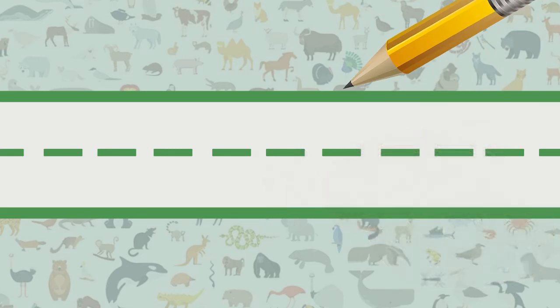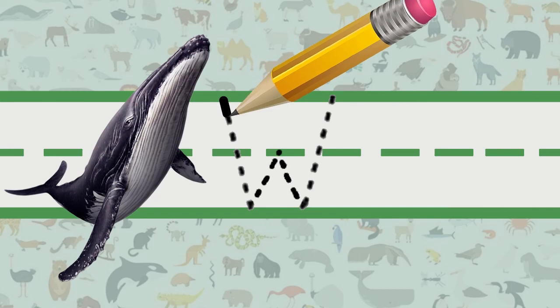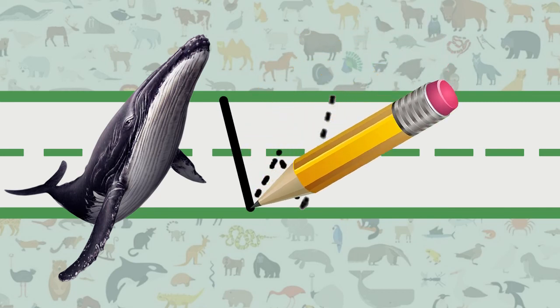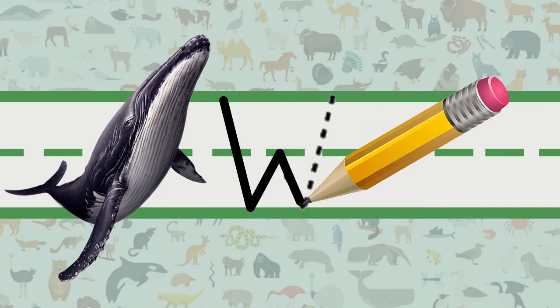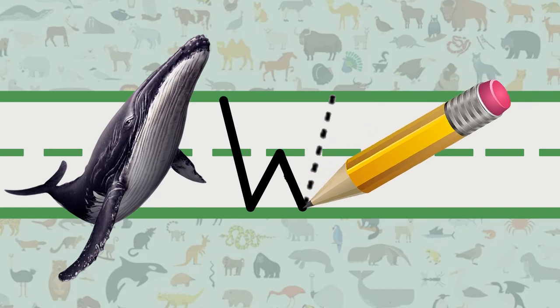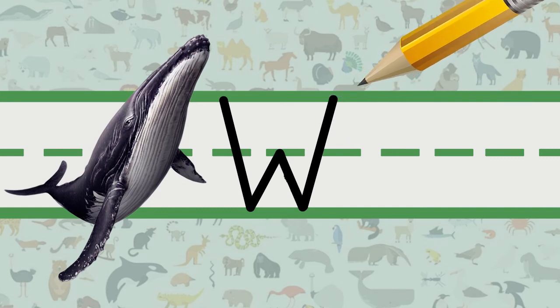Good job! Now let's write the letter W. W as in whale. For capital W or big W, start at the top and draw a diagonal line down to the bottom. Then from the bottom, draw a diagonal line to the middle. Then from the middle, draw a diagonal line back to the bottom. Then from there, draw a diagonal line back to the top. Good job! Let's do that again.